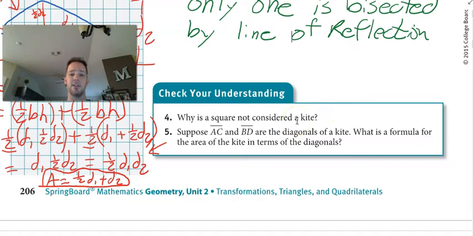Okay, well, what's the definition of a square? A quadrilateral with 4 congruent sides and 4 right angles. What's the definition of a kite? A quadrilateral with 2 pairs of distinct congruent sides, consecutive congruent sides.